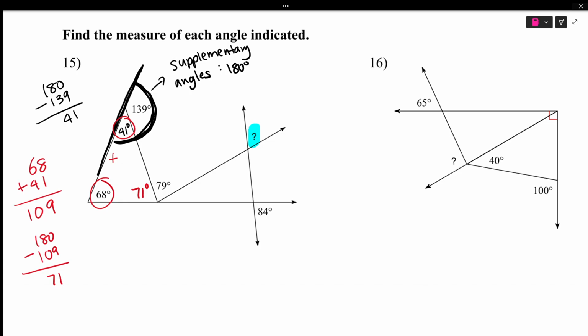71 degrees. Okay, let's keep going. So now I'm looking at these three angles, and I want to figure out this missing one here.